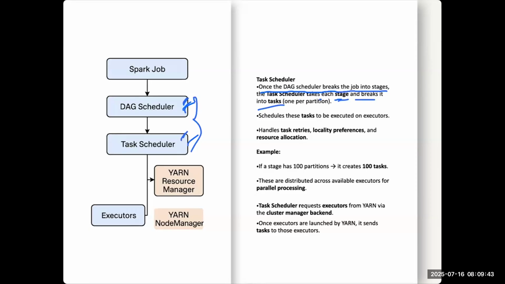The task scheduler will schedule this job onto the executors. It will check with YARN where it should run. So let's suppose YARN tells it to give the resources to run on worker node 2. Then this task will be scheduled on worker node 2.